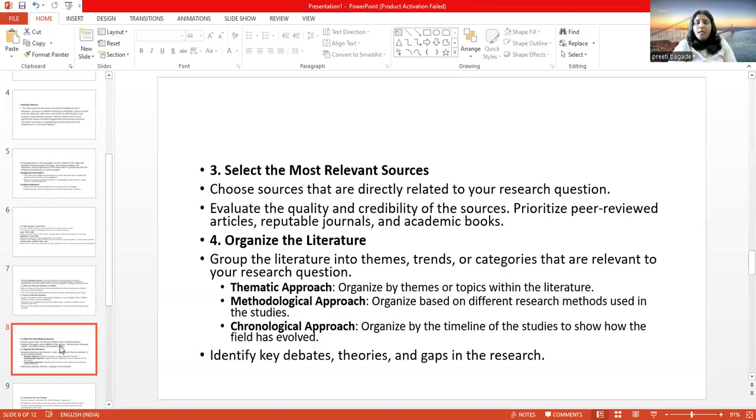Again, the third step is select the most relevant sources. You have to choose the sources that are directly related to your research question. Evaluate the quality and credibility of the source. Prioritize peer-reviewed articles, reputable journals, and academic books.